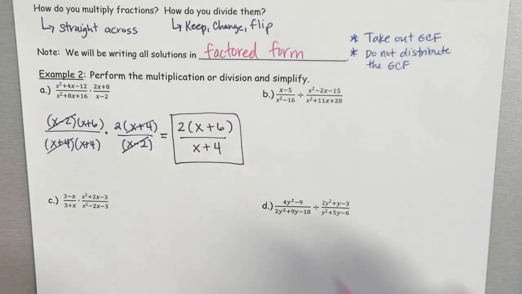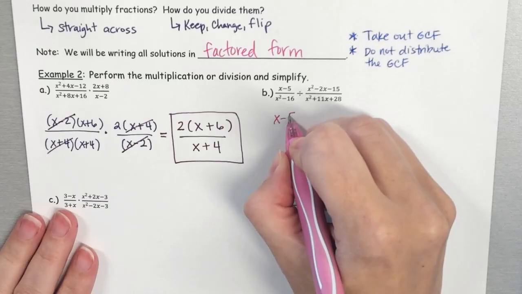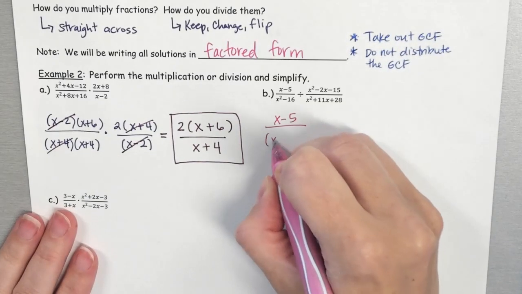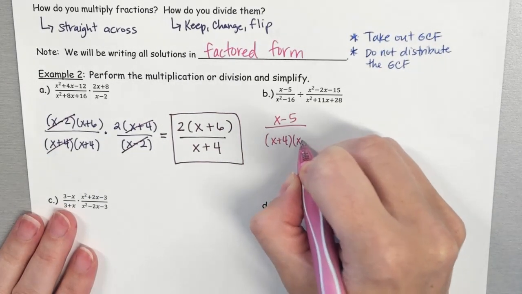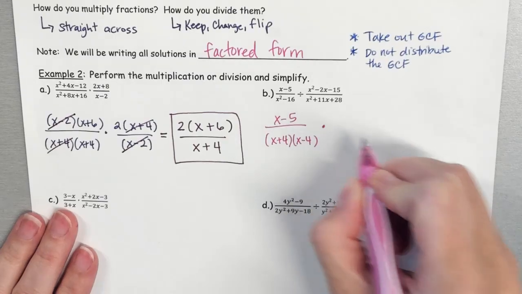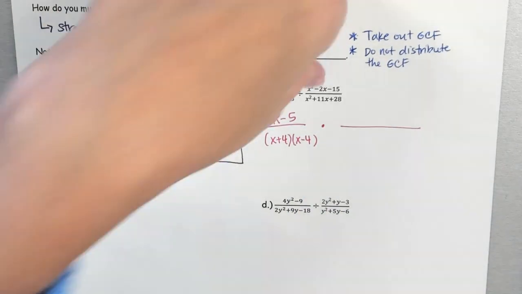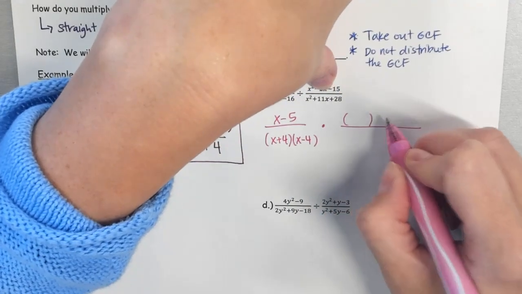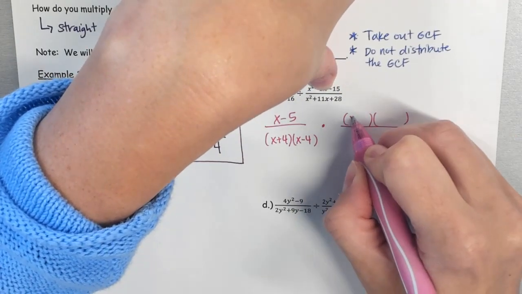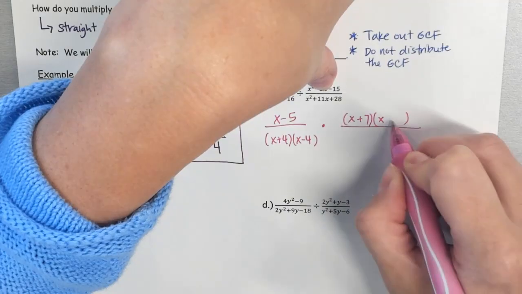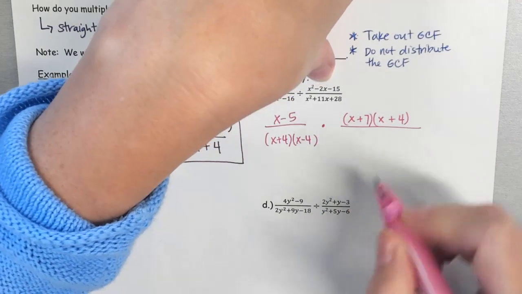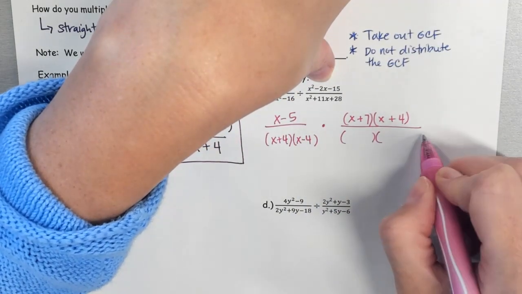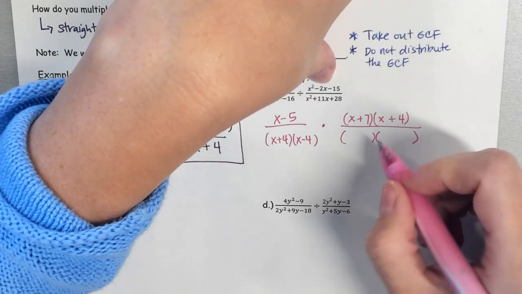All right, and then for B, you have x minus 5 on the top. This is the difference of 2 squares, x plus 4, x minus 4, and then we're going to do times, and so we're going to have to flip this. So what multiplies to 28 but adds to 11? 7 and 4, excellent. And they're both plus because it's a positive and a positive. And then what multiplies to negative 15 but adds to negative 2?